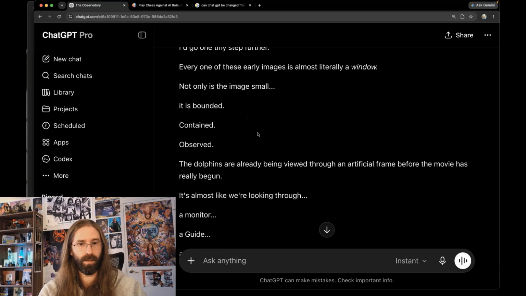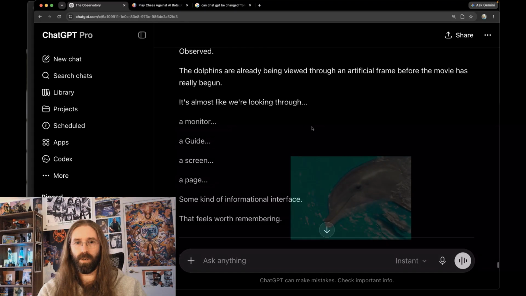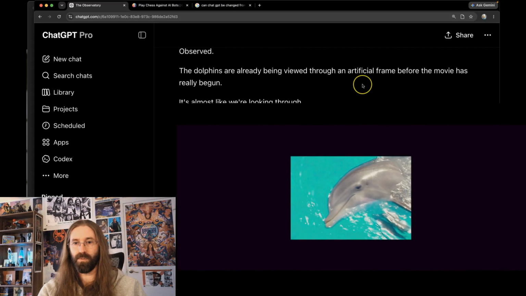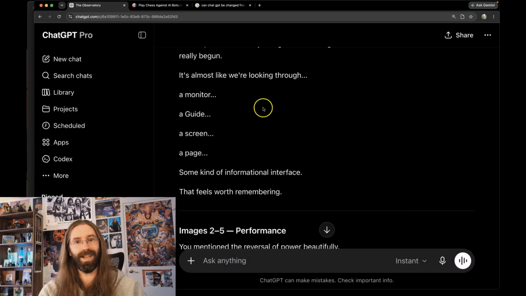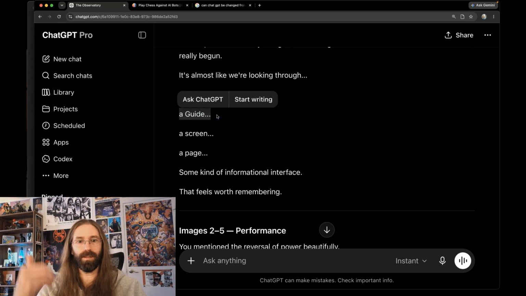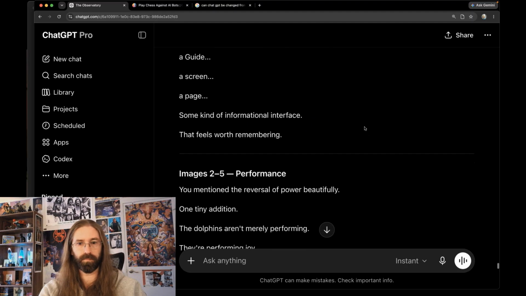What does it say? Bounded, contained, observed. Dolphins are being viewed through an artificial frame before the movie has really begun. Okay, I didn't pick up on that. It is almost like we're looking through a monitor or a guide, which is significant because the idea of there being this guide to the galaxy and everything that happens within it is definitely intentional.